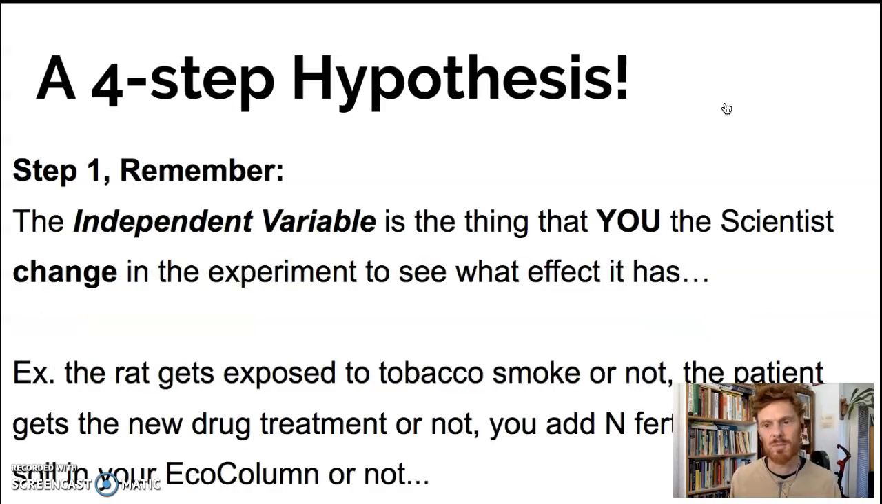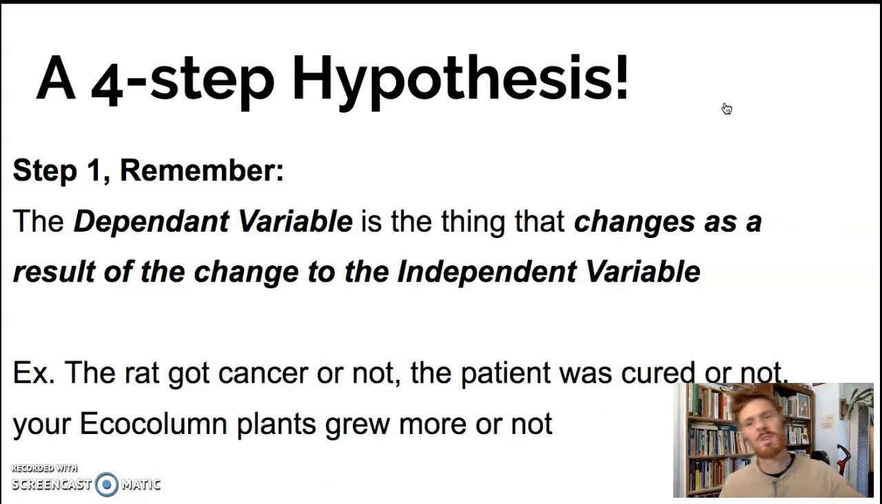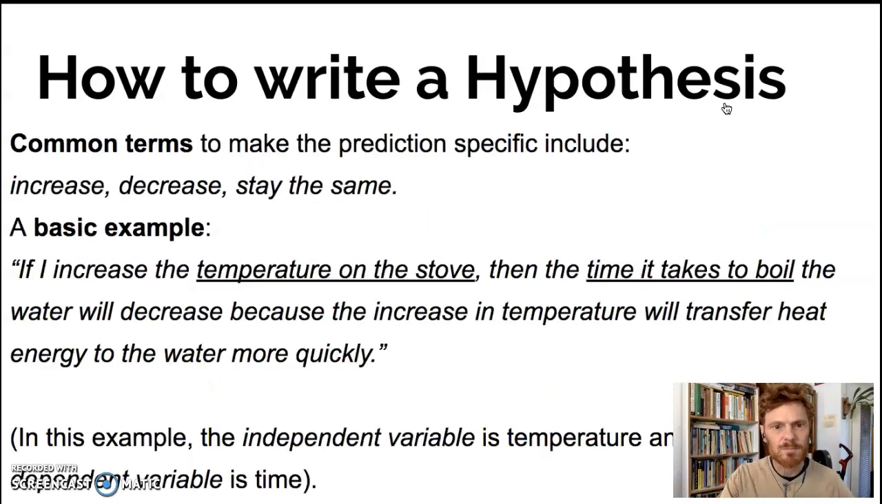And remember, the independent variable is the thing that you, as a scientist, are changing to see what effects it has. For example, the rat gets tobacco smoke or not, the patient gets the new drug treatment or not, you add fertilizer to the soil or not. And the dependent variable is the thing that changes as a result of the change to the independent variable, right? So the rat got cancer or didn't. The patient was cured or not. The eco-column plants grew more or not as a result of your independent variable.